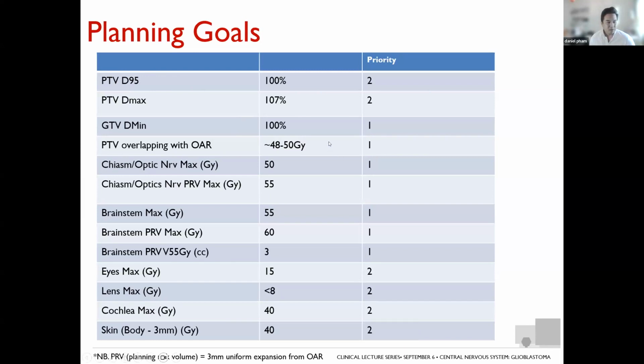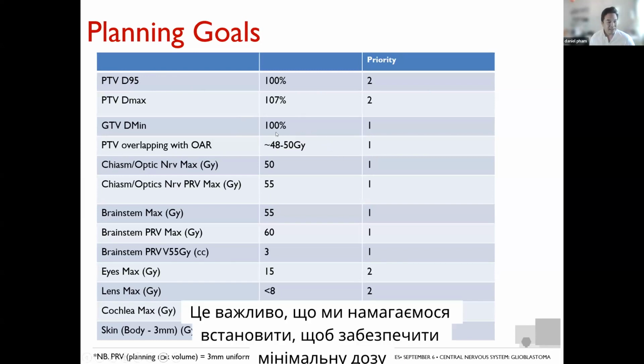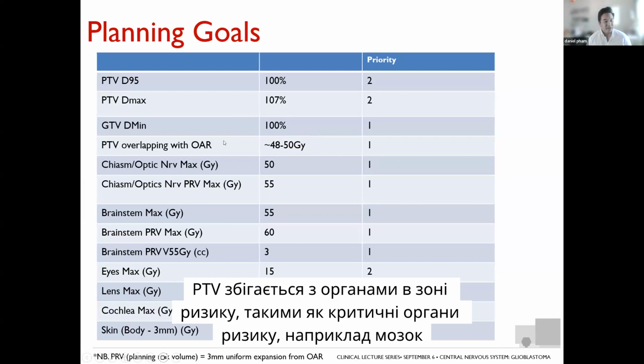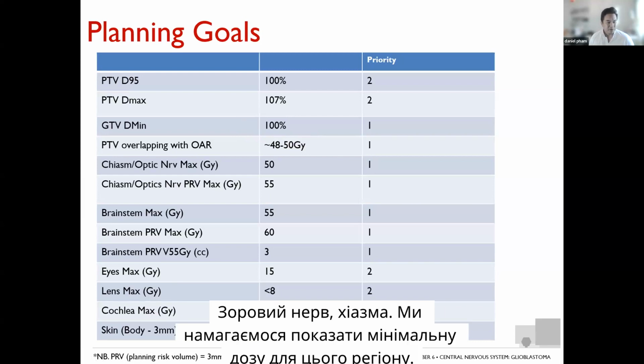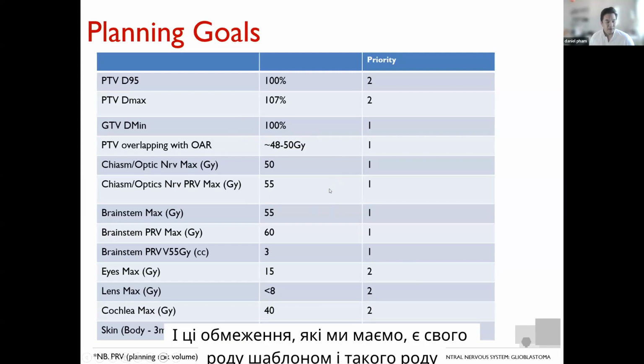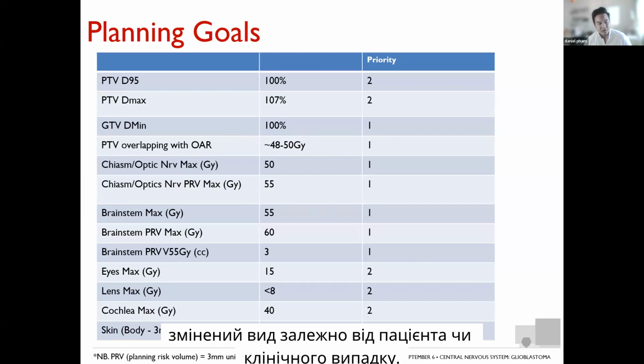And what's also important that we try to establish is to ensure a minimum dose to where the PTV overlaps with organs at risk, critical organs at risk, such as brainstem and cochlea, and not cochlea, optic nerves, optic chiasm. We try to ensure a minimum dose for that region. And these are the constraints that we have as a template, and these are adjusted or modified depending on the patient or the clinical case.